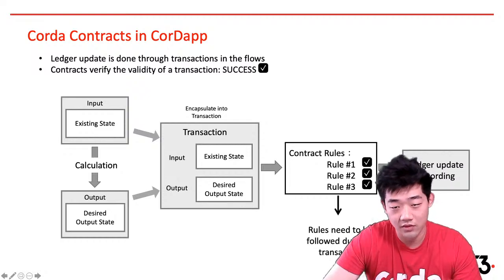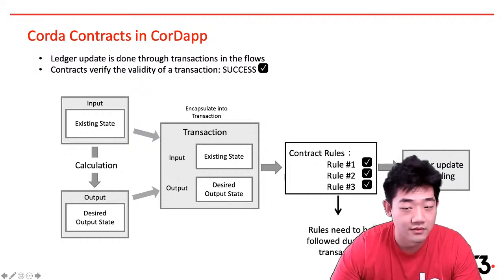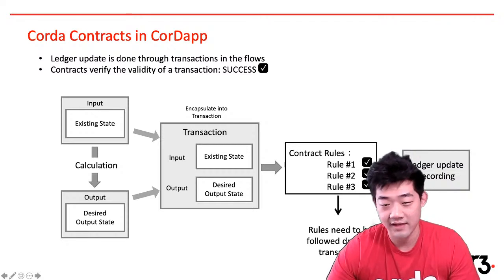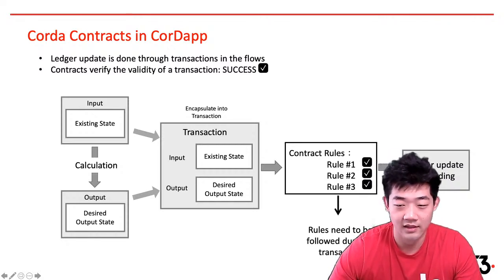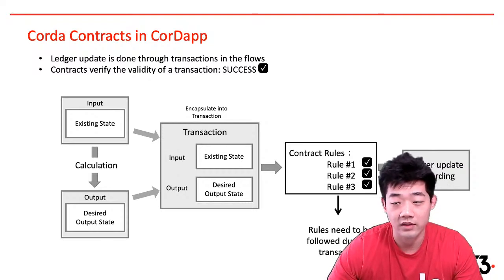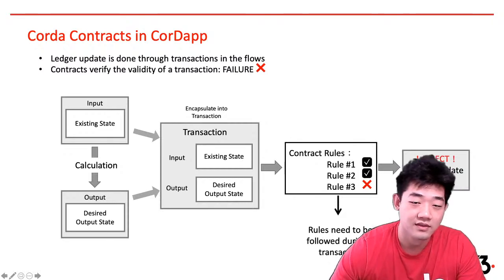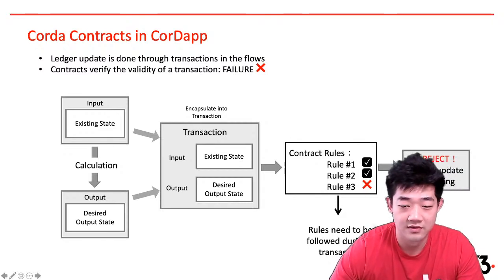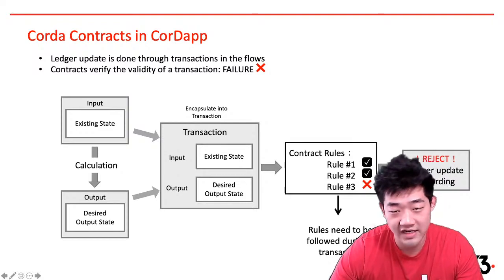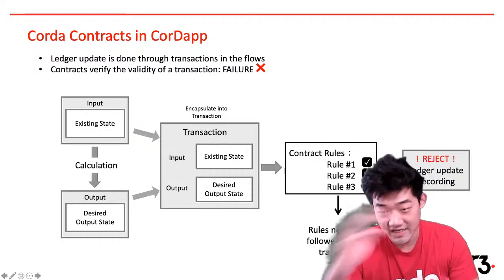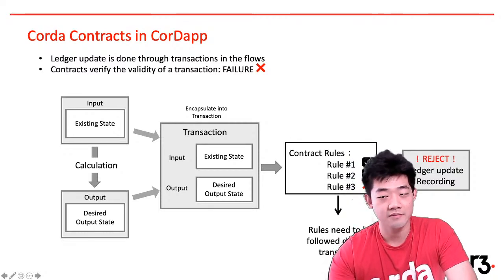And then that transaction will go through contract rules. Very specific rules. Rules number 1, number 2, and number 3. And the rules need to be followed during the transaction. And if all pass, great. The ledger updates and it gets recorded on the ledger. But what if it fails? If it fails, for example, one of the rules fails, the transaction will automatically be rejected by Corda, and the ledger update and the recording will not happen because the Corda node rejects the ledger update proposal.